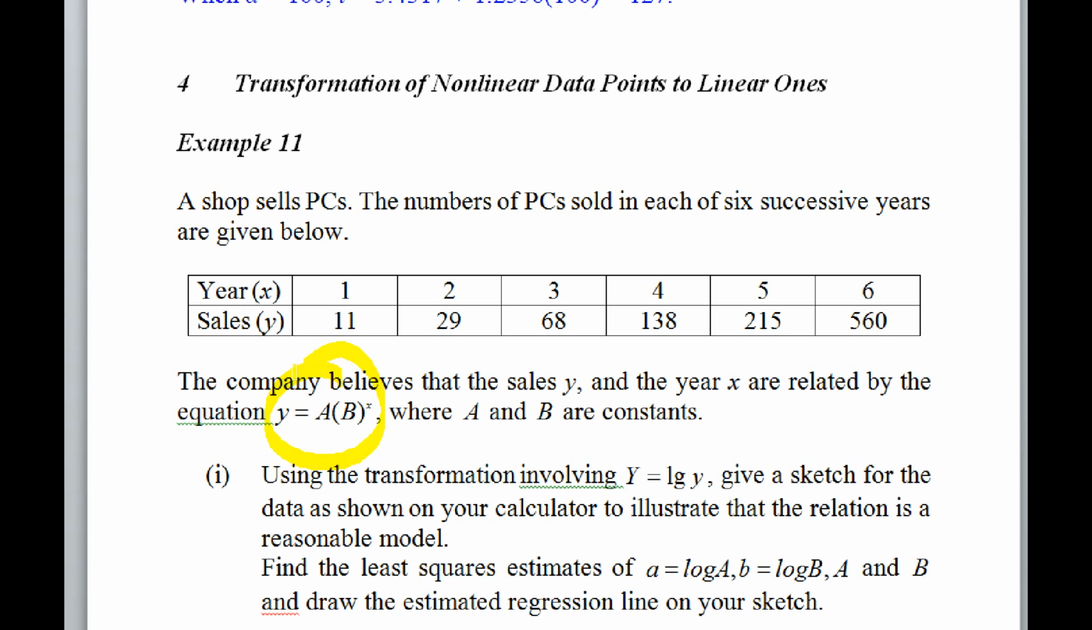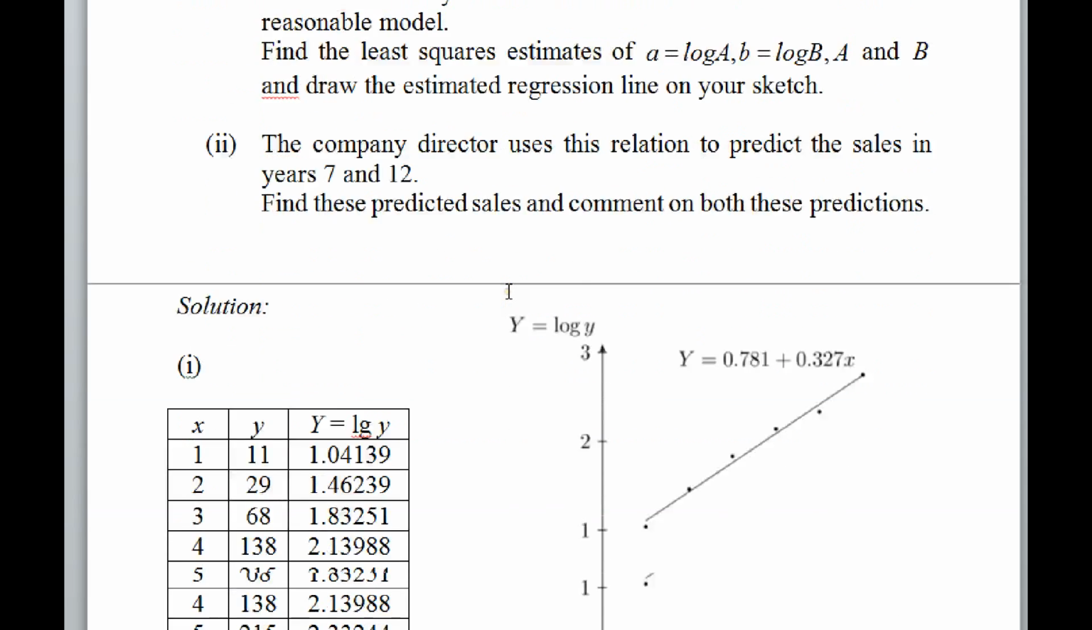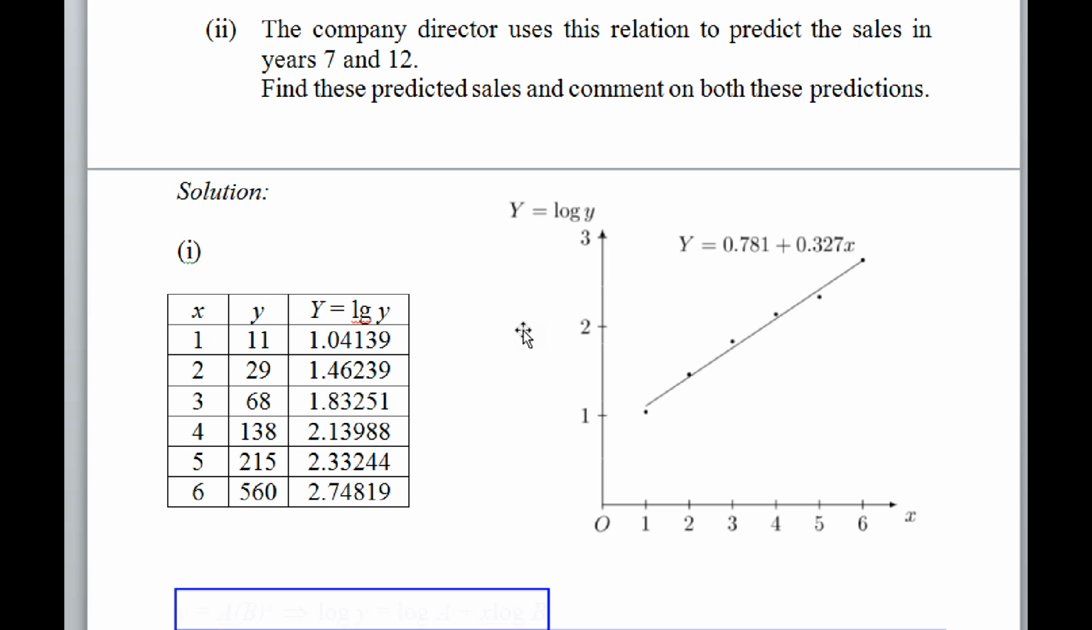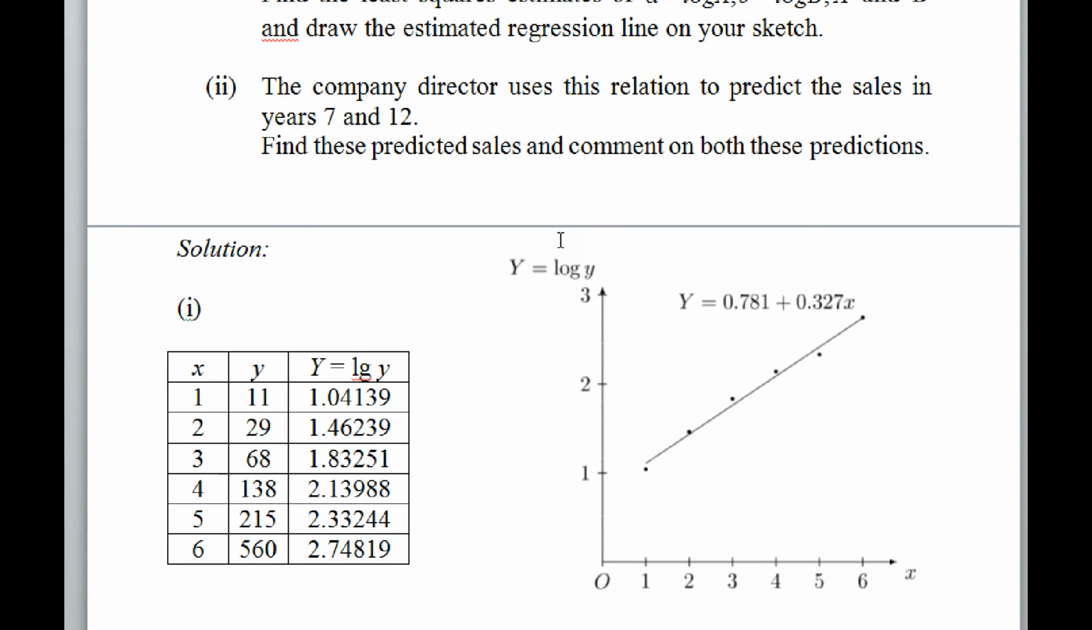So the question tells you, using the transformation involving big Y equals log y, give a sketch for the data as shown on your GC to illustrate the relationship is a reasonable one. So this one is all given. This is what you do: log y. You just use your GC to calculate, no big deal. This one is given. And your x.